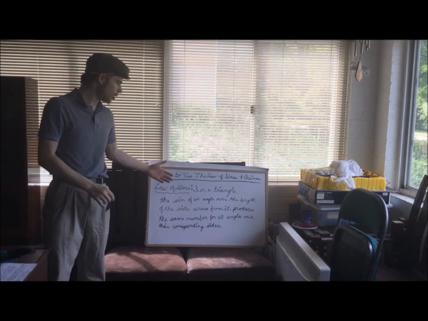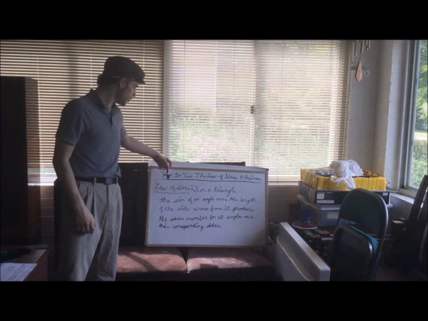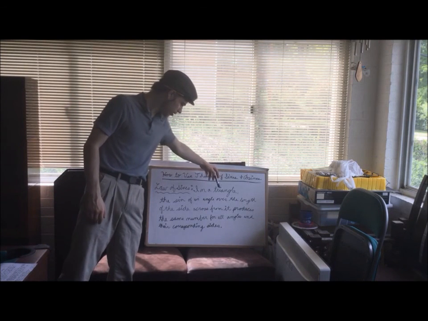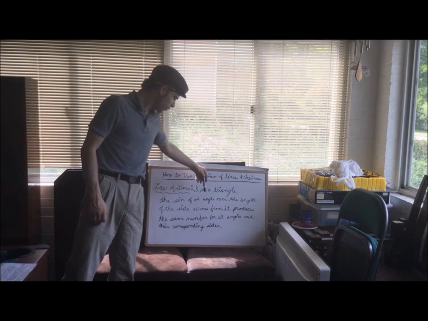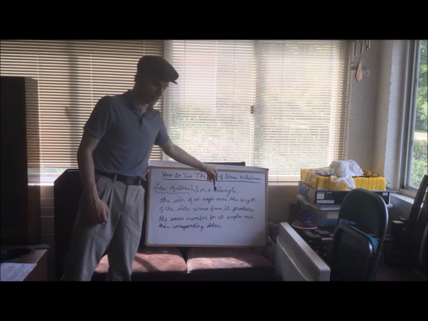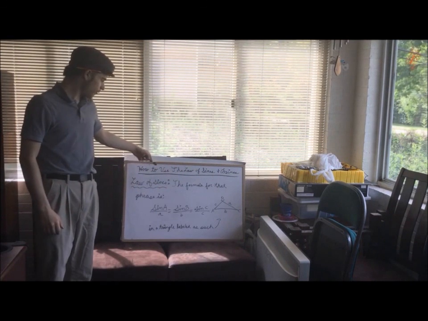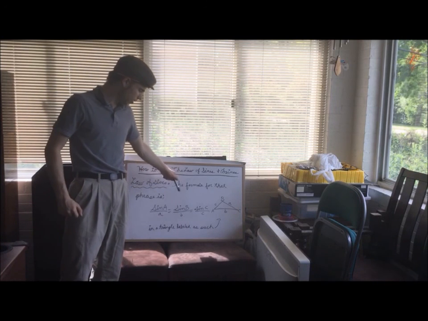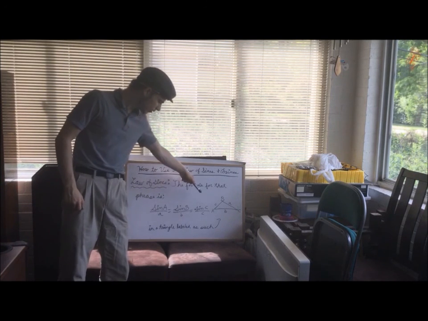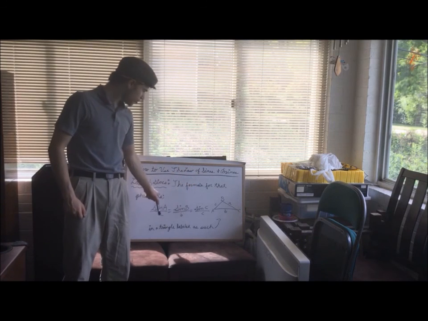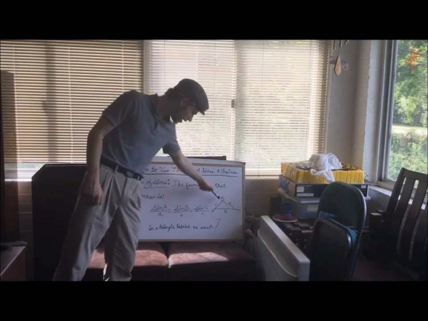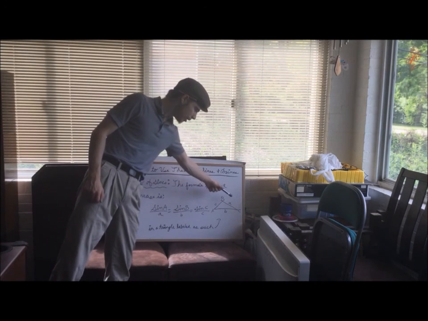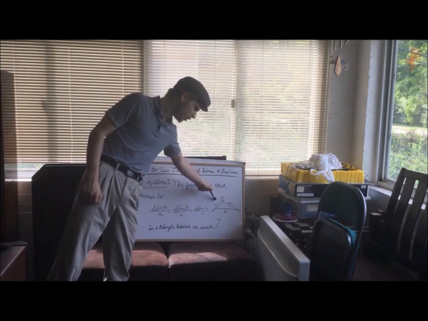In word form, the law of sines is: in a triangle, the sine of an angle over the length of the side across from it produces the same number for all angles and their corresponding sides. The formula for that phrase is sine of capital A over lowercase a equals sine of capital B over lowercase b equals sine of capital C over lowercase c, in a triangle labeled as such, where capital A, capital B, and capital C are all angles, and across from them, lowercase a, lowercase b, and lowercase c are the side lengths.